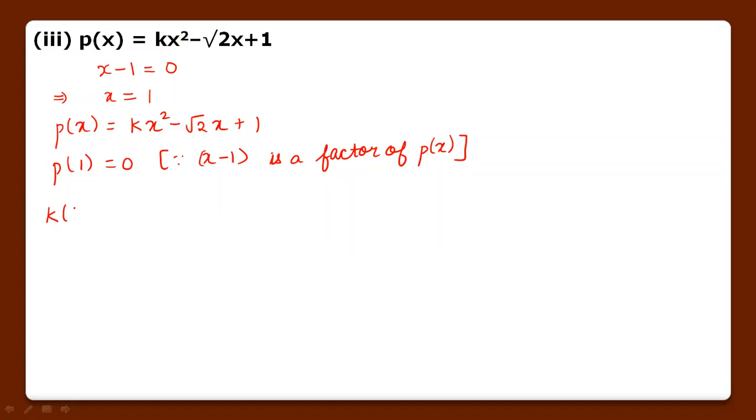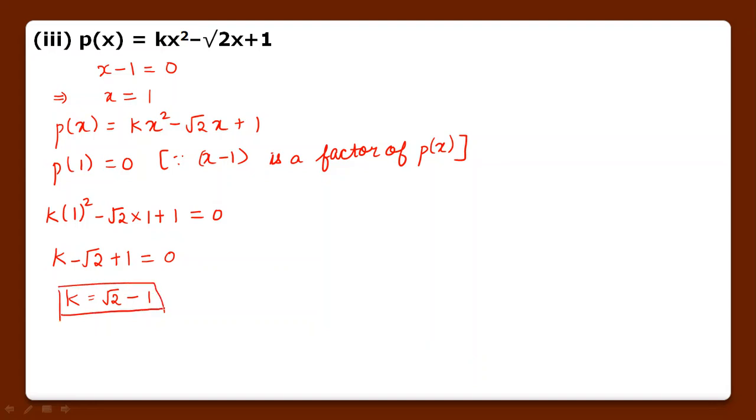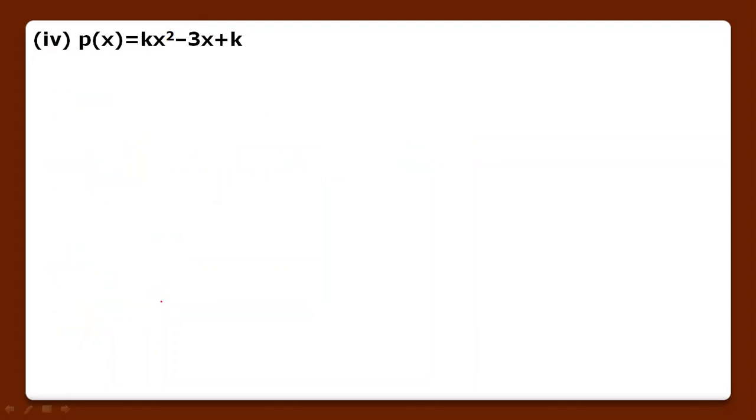K into 1 square minus root 2 into 1 plus 1 equals to 0. K into 1 square is k, root 2 into 1 minus root 2 प्लस 1 इक्वल्स टू 0. अब k इधर तरफ रख के हम बाकी कांस्टेंट दूसरी साइड लिखेंगे. माइनस रूट 2 will change into plus root 2 and plus 1 into minus 1. So we'll get the value for k. Let's see the last part.